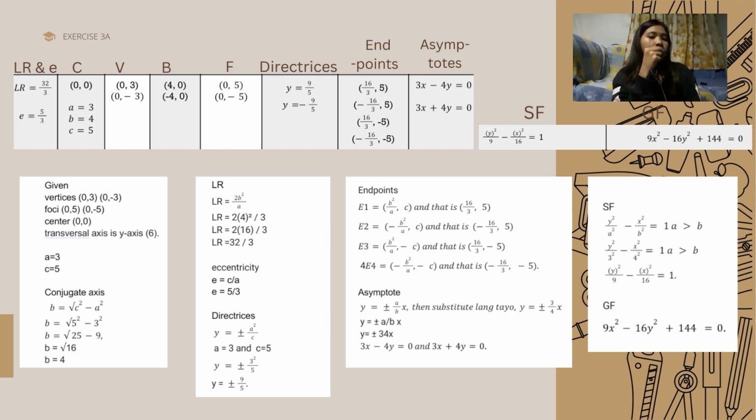And next one naman is yung standard form natin. So, ang formula for our standard form is y squared over a squared minus x squared over b squared is equals to 1, where a is greater than b. Okay, so, substitute lang natin yung given ulit. Y squared over 3 squared minus x squared over 4 squared is equals to 1, where a is greater than b ulit. So, simplify lang natin. That will be y squared over 9 minus x squared over 16 is equals to 1.